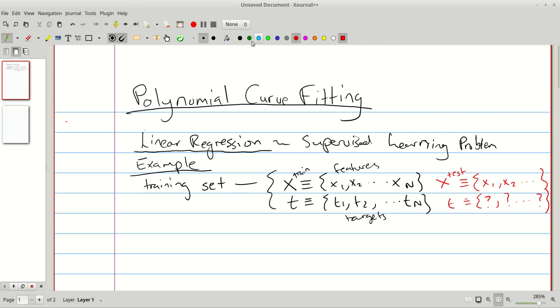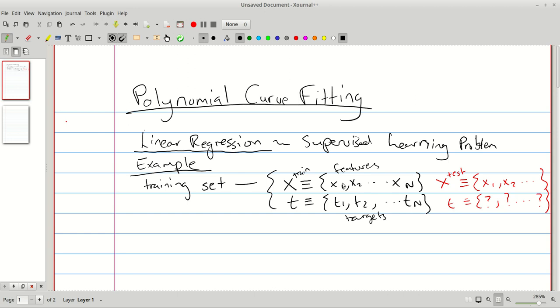Based on this information, we're going to try to form something we call a model. You don't have to know what that is yet; we're going to discuss that later on. We're going to form a model that learns from this data, such that when we feed it new information, it can make predictions based on it.